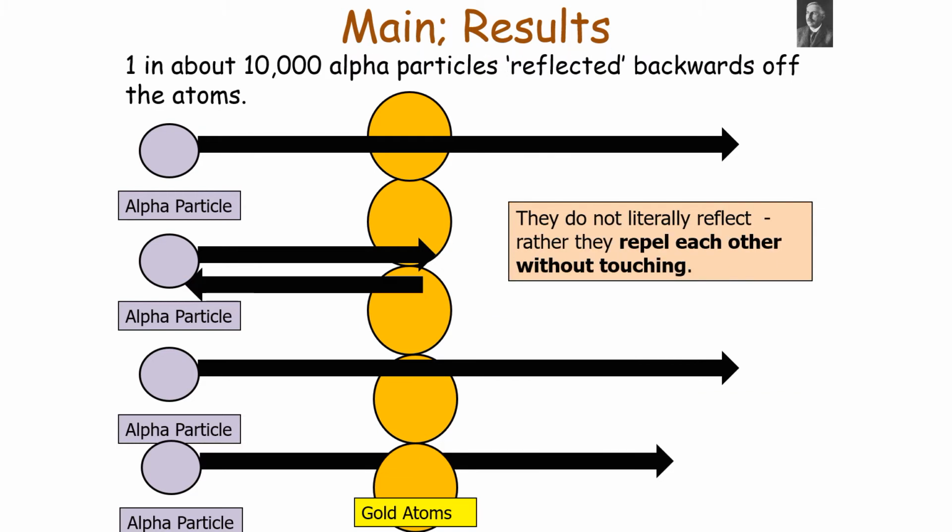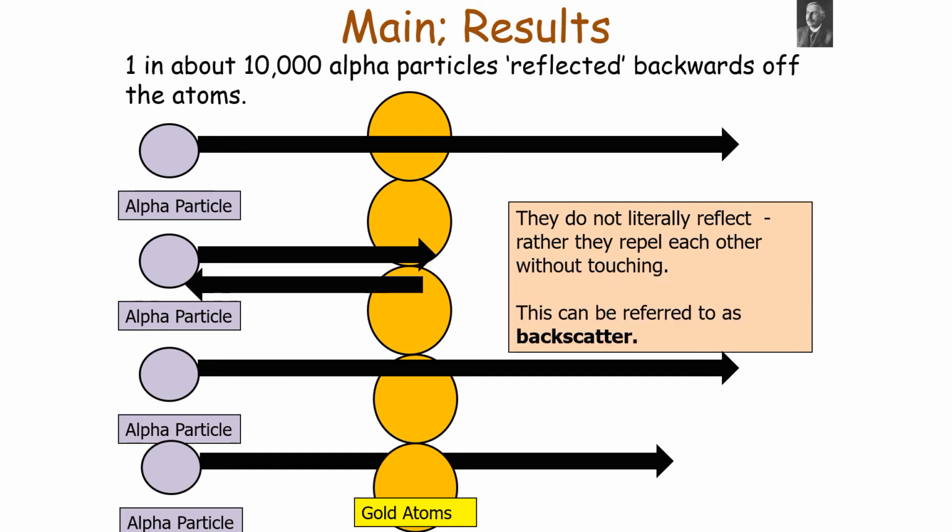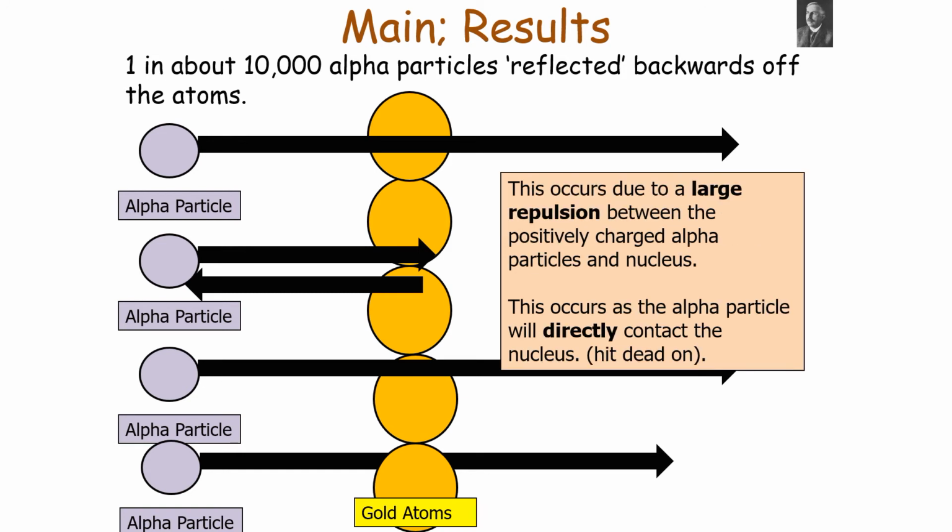Now, about 1 in 10,000 alpha particles reflected backwards off the atom. Now, they don't literally reflect, they repel off the gold atoms without actually touching them. So it can sometimes be referred to as backscatter. Now, this occurs due to a large repulsion between the positively charged alpha particles and the nucleus. Now, this large repulsion will only occur if the alpha particle is going to directly contact the nucleus, hit it dead on.